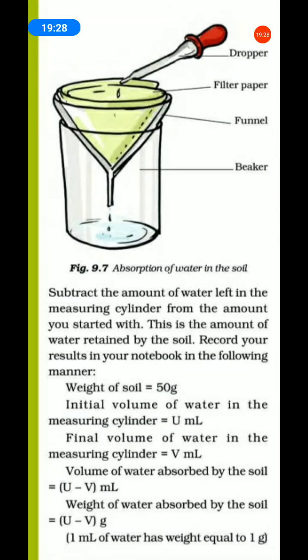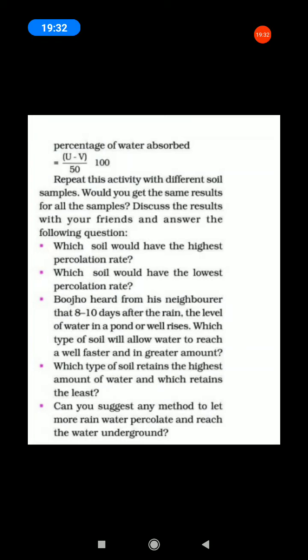So next, percentage of water absorbed. Listen carefully: U minus V divided by 50 into 100. But repeat this activity with the different soil samples. Would you get the same results for all the samples? Discuss the results with your friends and answer the questions.